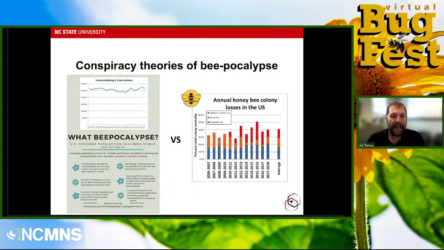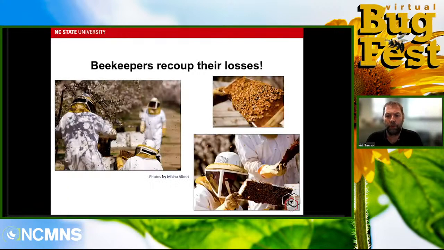So how does that kind of population data square with what we were talking about before, where 40% of honeybee colonies are dying off every single year? So how can both of those things be true? And the answer is actually quite simple. Beekeepers grow the bees back. They recoup their losses every single year, right? They are managed by beekeepers.